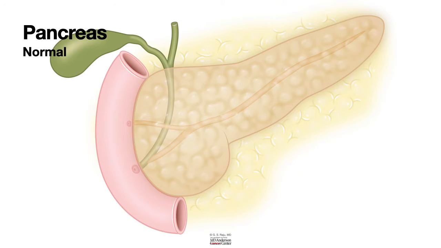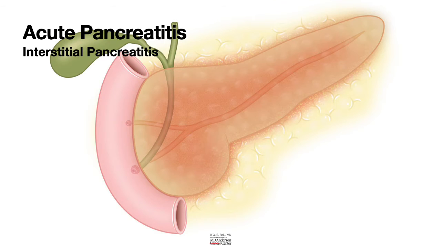As you can see, when there is inflammation related to an attack of pancreatitis, the lobular architecture of the pancreas gets obliterated. In this case, there is interstitial pancreatitis, that is swelling and inflammation of the pancreas that obliterates the lobular architecture, and there may be a little bit of inflammation surrounding the pancreas with fluid collection.